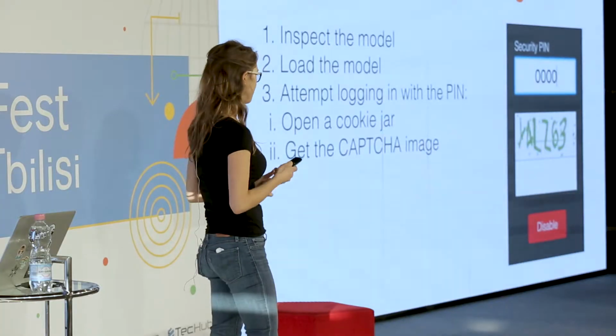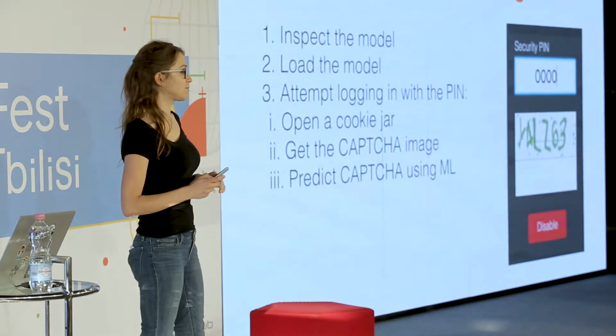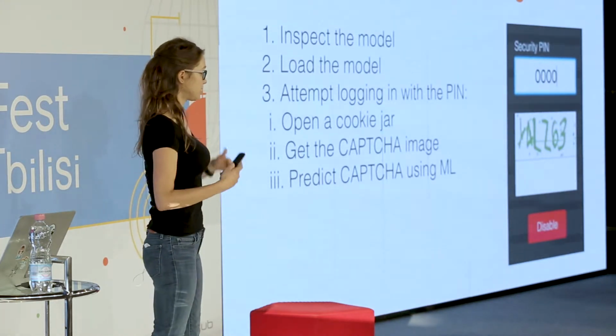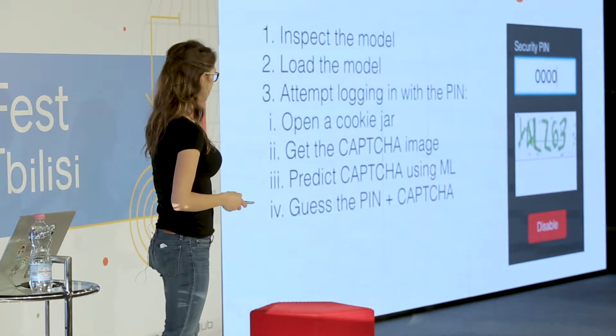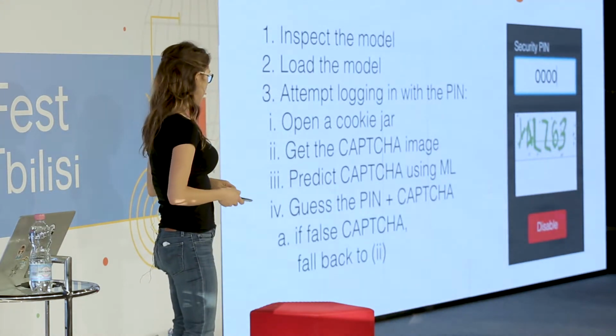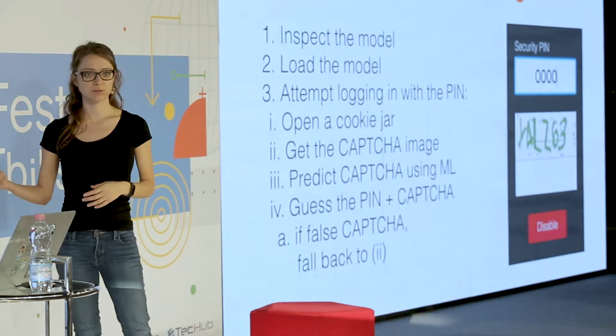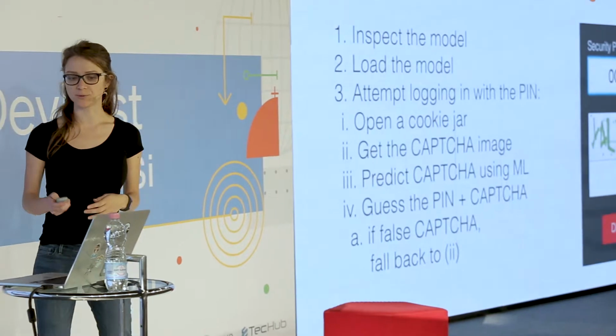Then I'm getting the CAPTCHA image, so save the image. Predict the CAPTCHA using machine learning. So I'm talking to the TensorFlow API and saying, here's my image, tell me what is the text. And then just guess the combination of the pin and the CAPTCHA. And if we failed with a CAPTCHA, it's fine. Our session is open, so we can iterate with the same pin code.